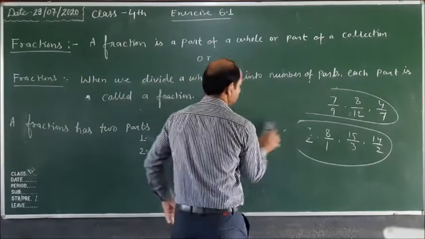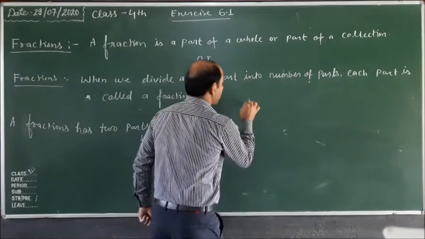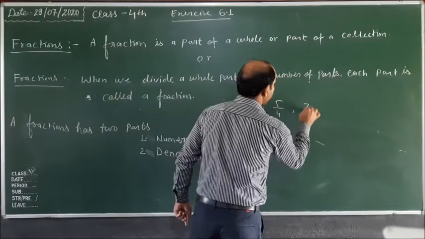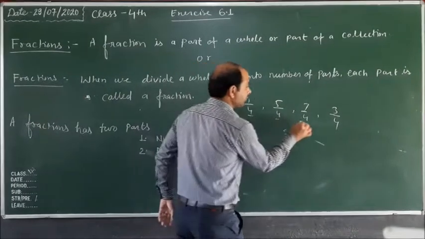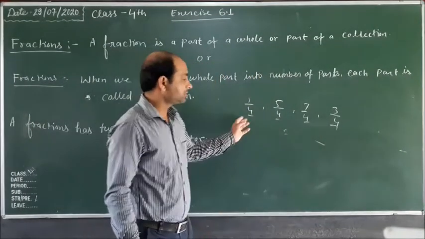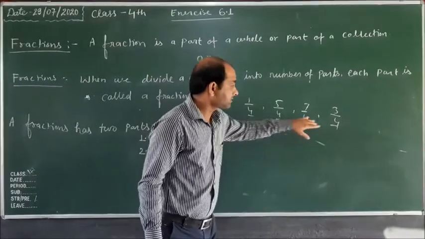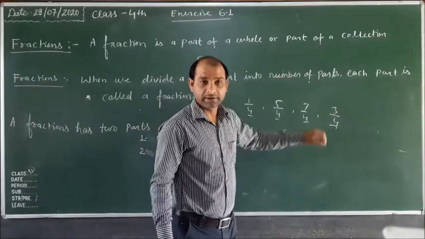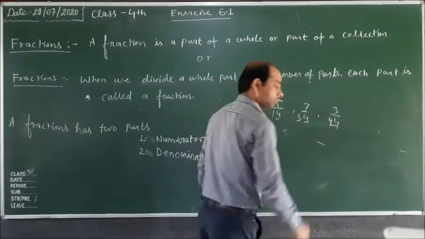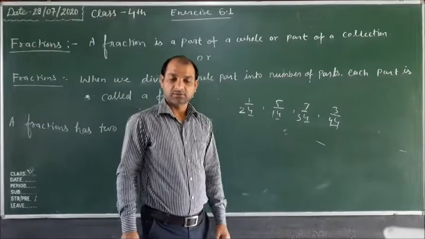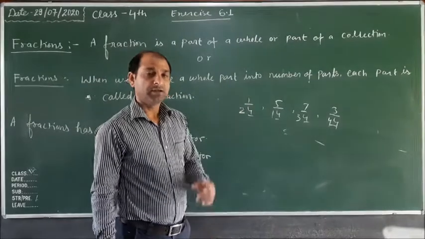Now the next is the like fraction. What is a like fraction? 1/4, 5/4, 7/4, 3/4. Look here. All these denominators are what? All these denominators are equal. So all denominators are equal, so this is a like fraction. If all denominators are different, then this is an unlike fraction. Okay, and one more is the mixed fraction.